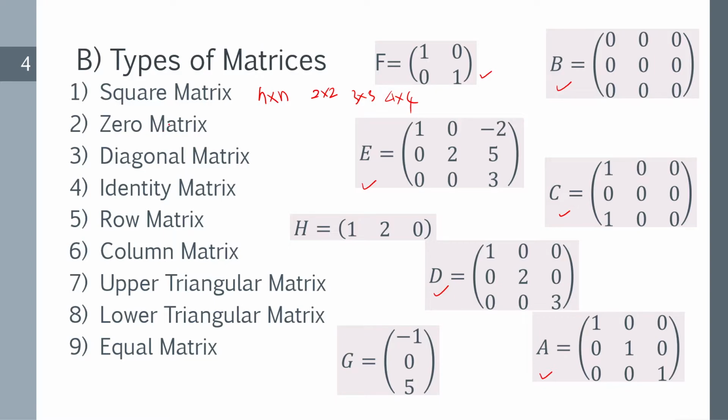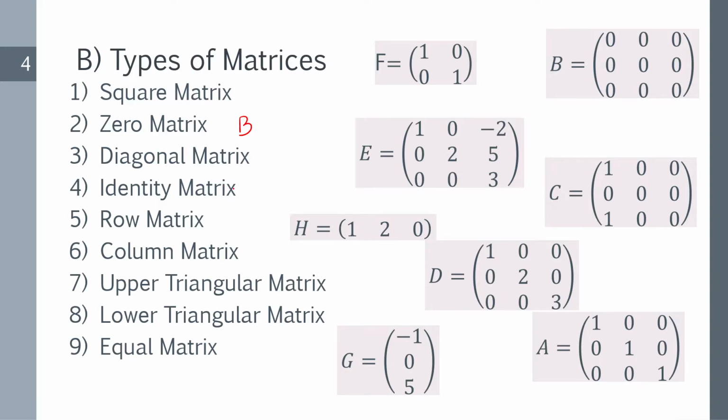Zero matrix means that all the elements inside our matrix must be 0. Here, the only one like that is our B. B is the zero matrix.